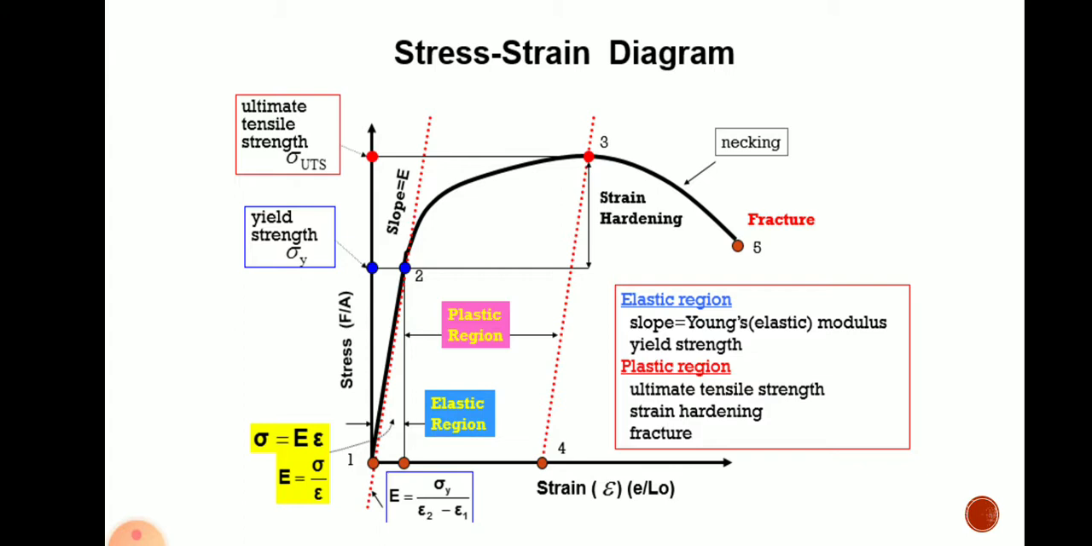Now you have understood that from 1 point to 2 point there will be elastic deformation, from 2 point to 3 point there will be plastic deformation. Now 2 point is called as yield strength, 3 point is called as ultimate tensile strength.